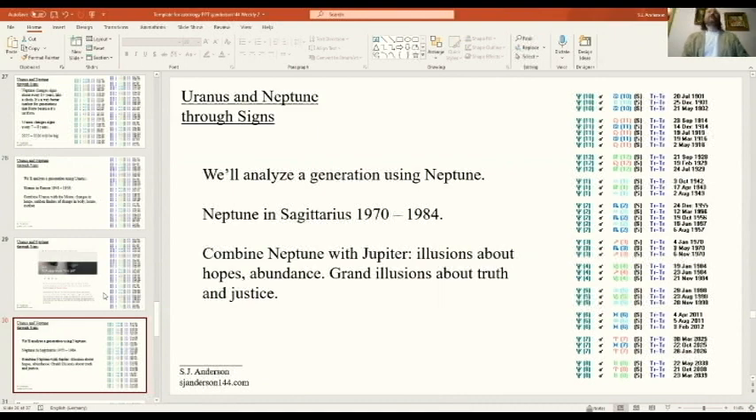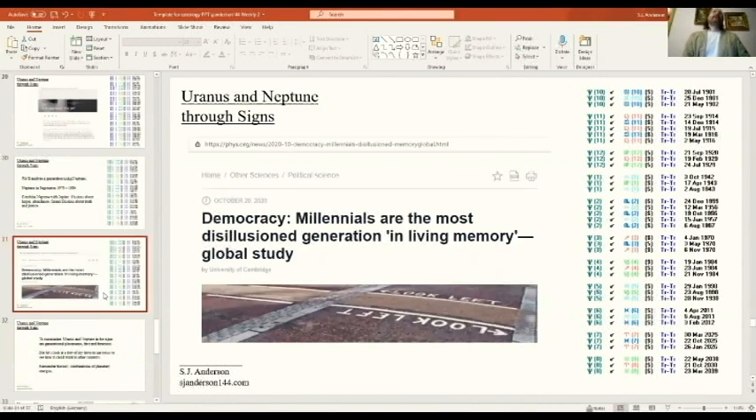And you think about this generation. These are some of the late Gen X and some of the early millennials. Here's an article I found. Millennials are the most disillusioned generation in living memory, a global study, and it talks about them basically experiencing a society that didn't live up to the ideals they were taught in school, things like democracy, freedom, egalitarianism. The society gave them the shaft in terms of the economic conditions, in terms of the job prospects, and so they're quite disillusioned about the democratic process.